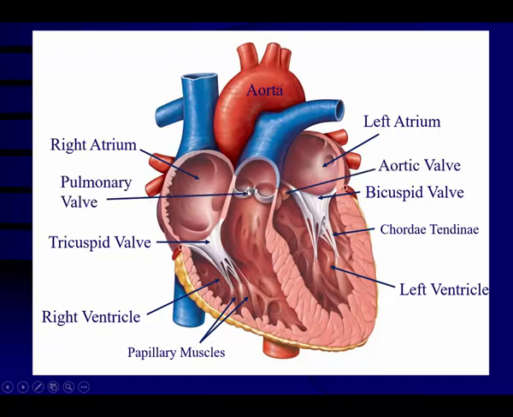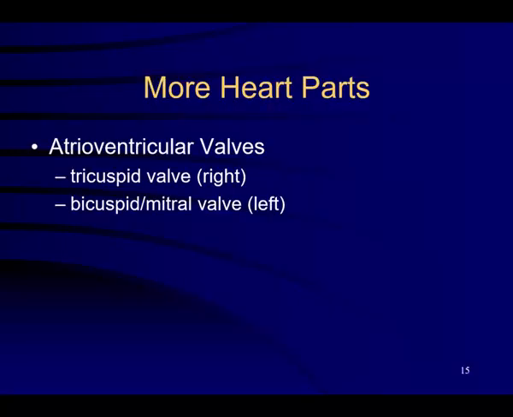And you also have 2 other valves, the pulmonary valve and the aortic valve, which keep blood from flowing back into the ventricles after the ventricles contract. The AV valves are located between the atria and the ventricles. The tricuspid is on the right side and the bicuspid or mitral valve is on the left side. Again, the importance of these is you need to keep them closed so blood does not flow backwards from the ventricles back into the atria.